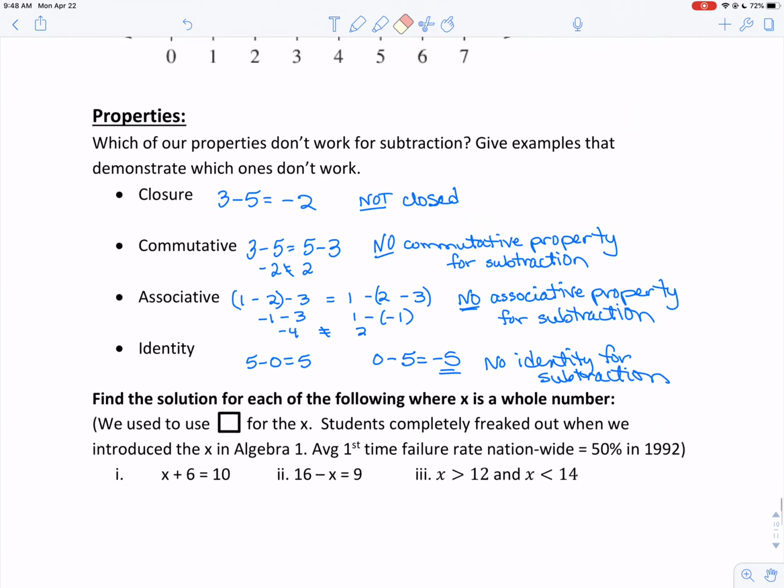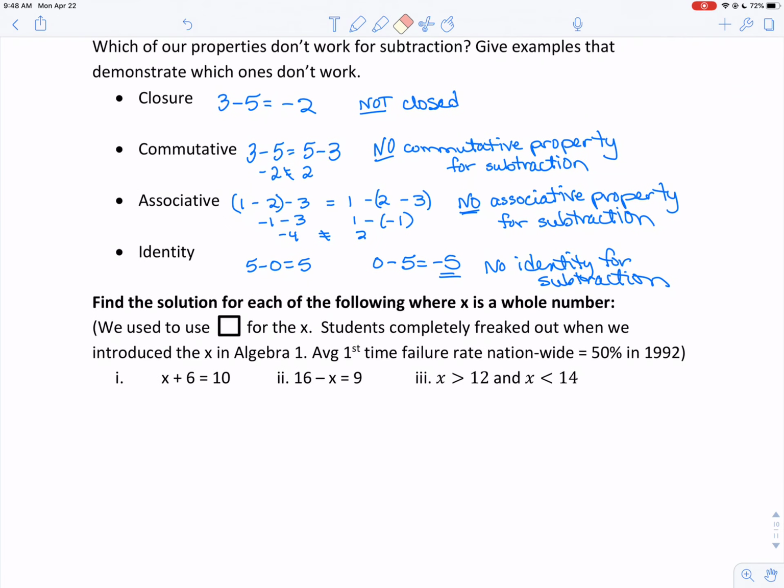One thing you might notice in textbooks today is that now we have X's in our textbook. We used to only have boxes in elementary school, but now they've started adding X's and A's and B's, letters in there, to help introduce algebra to younger students.